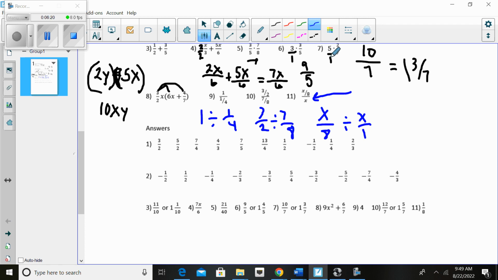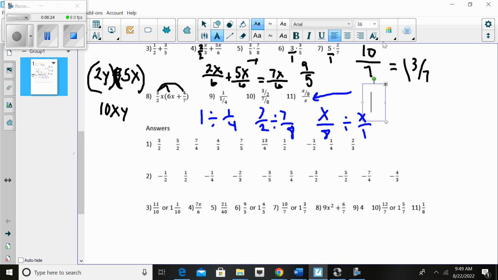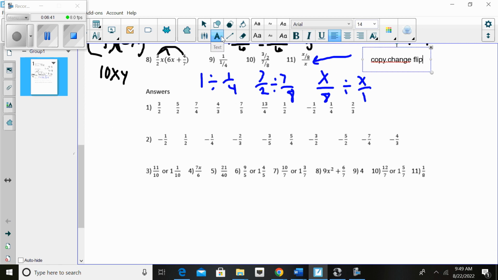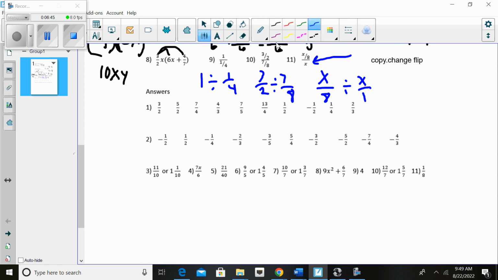And then you probably remember the rule that your high school or middle school teacher would have given you: copy, change, flip. That sounds familiar. Copy, change, flip for division. So we recopy the first fraction, change the operation sign to multiplication, and flip the second, to get 4. And again, 1 divided by anything means give the reciprocal. So 1 divided by, say, 2/3, we should quickly know, oh, 1 over something is the reciprocal, 3/2.